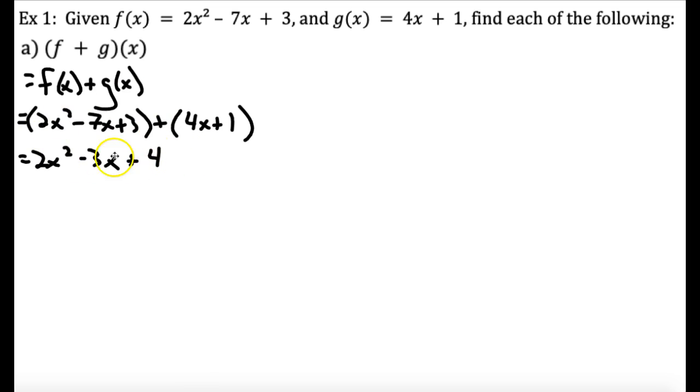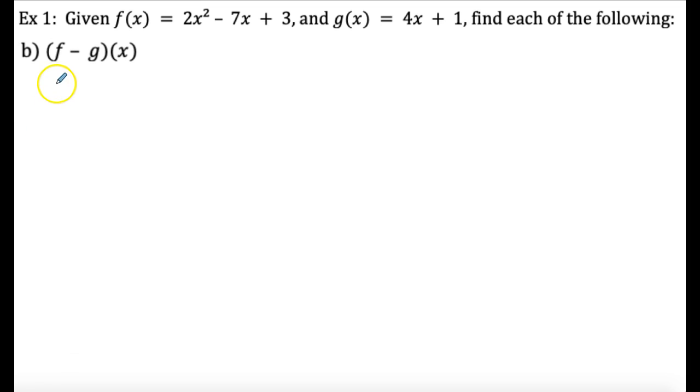When we are combining functions like this, especially with addition and subtraction, it's important to use parentheses. We'll see why that's so important next when we look at subtraction. So put parentheses around each function as we substitute them in. So I substitute this in place of f and this in place of g. So let's try subtraction here.